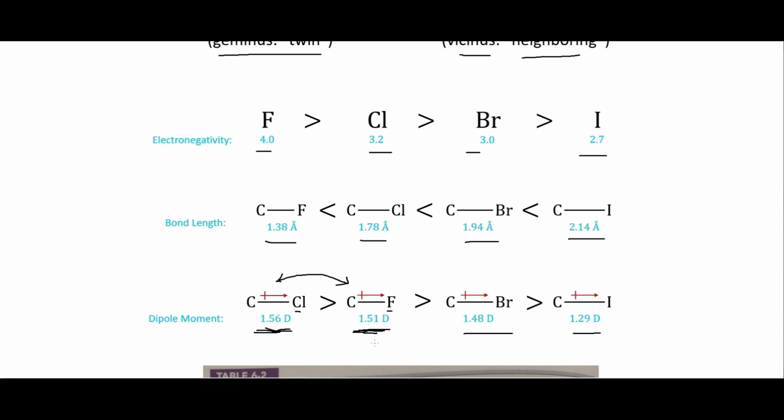And so that ends up beating it out, because when we calculate it, it's essentially the electronegativity difference, so we can put delta like that, times the length of the bond. And so in this case, the length ends up beating out the difference in electronegativity.